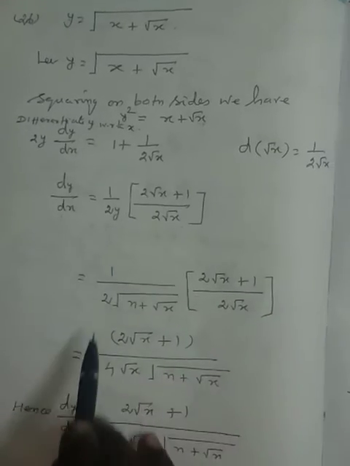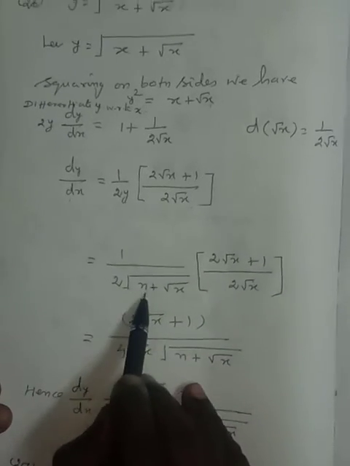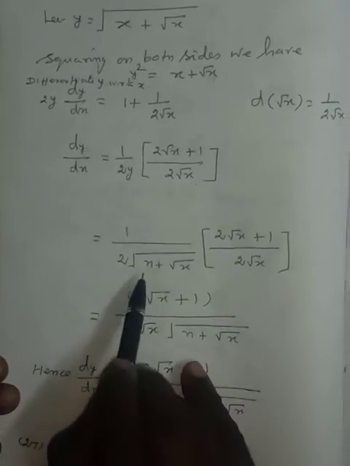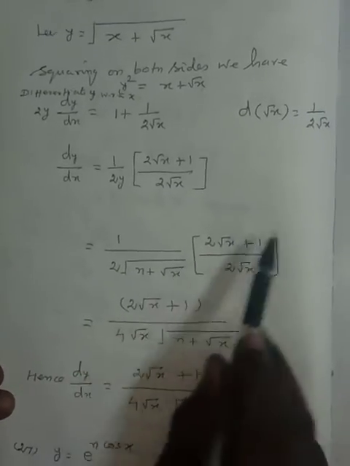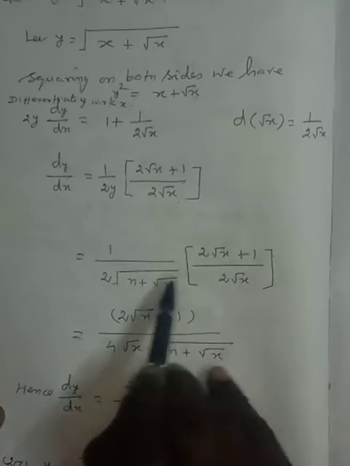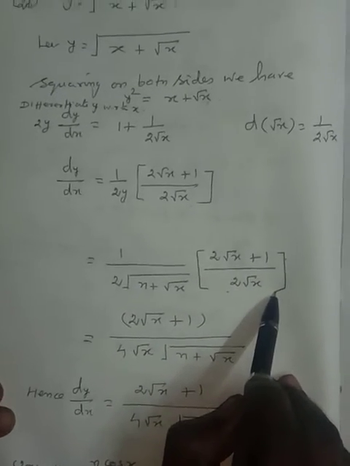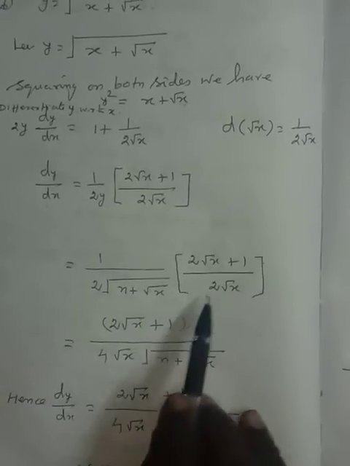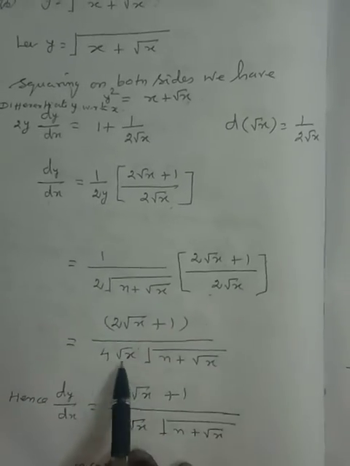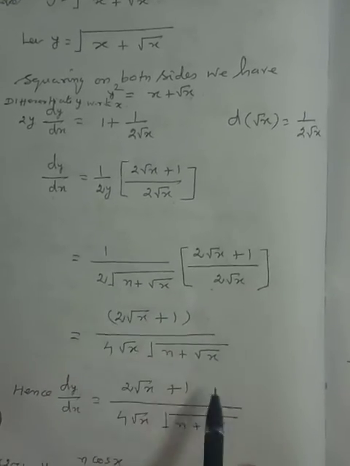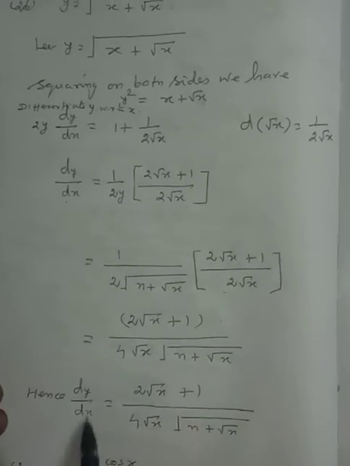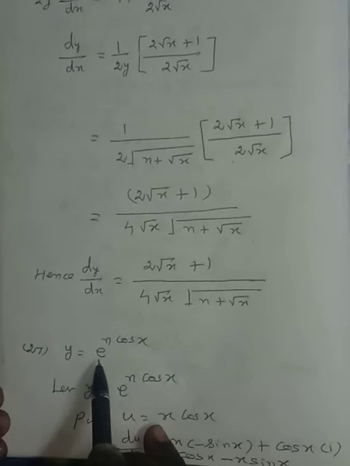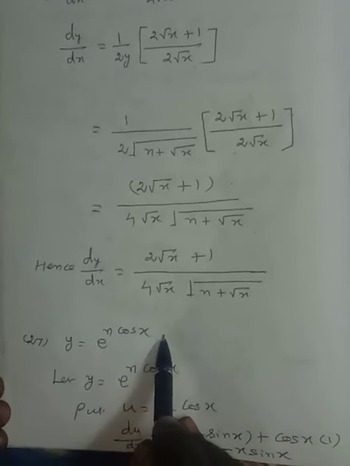But y is square root of x plus root x. Therefore 1 divided by 2 into square root of x plus root x, into (2 root x plus 1) whole divided by 2 root x. Now 1 into 2 root x plus 1 is 2 root x plus 1, whole divided by 2 2s are 4 root x into square root of x plus square root of x. Hence the result.